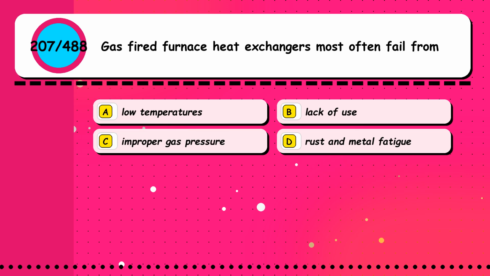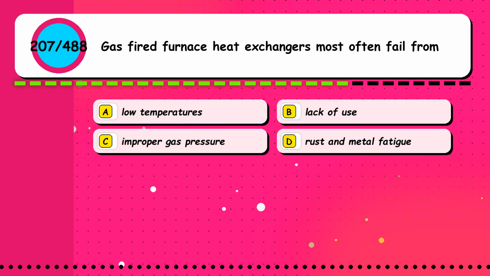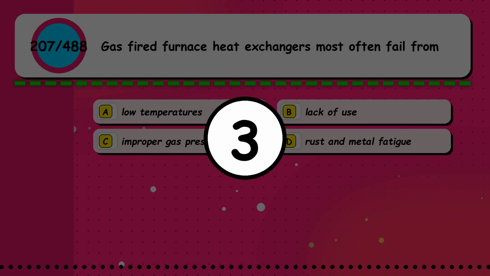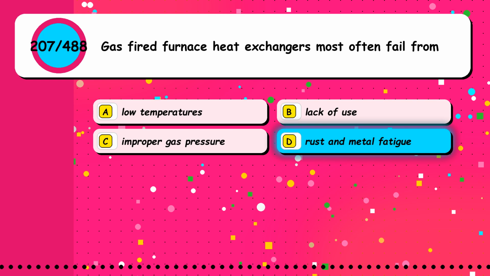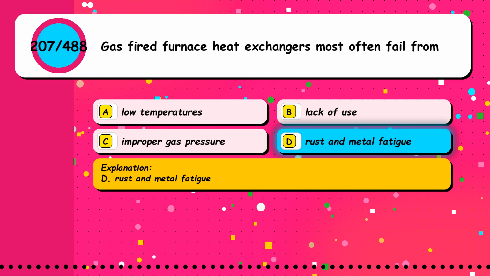Question 207. Gas-fired furnace heat exchangers most often fail from option A, low temperatures. Option B, lack of use. Option C, improper gas pressure. Option D, rust and metal fatigue. The correct answer is option D, rust and metal fatigue.